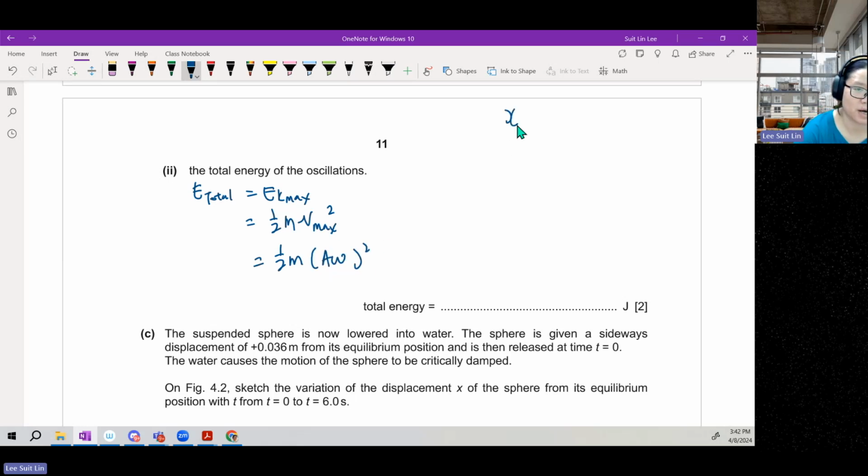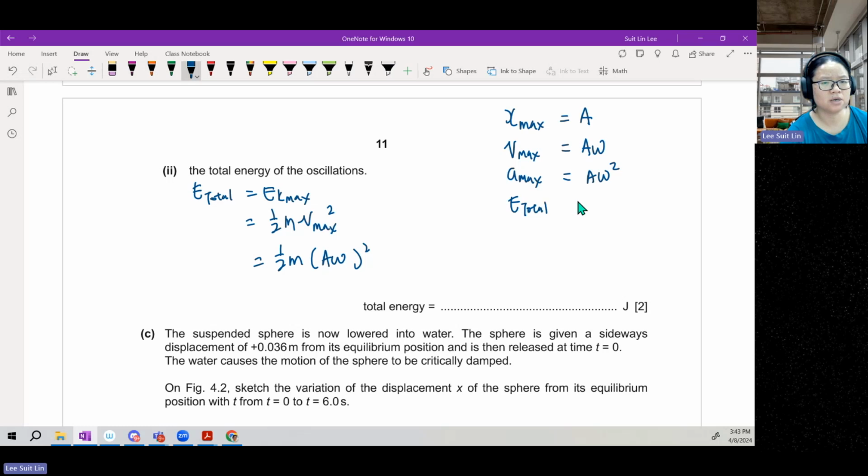So here's how I memorize. Maximum displacement is A. Differentiate, right? So maximum velocity, when you differentiate sine omega t, the omega gets kicked out. A omega. Maximum acceleration, differentiate again, we kick out another omega, omega squared. And then if I want to find the maximum KE or the total energy, it will be half m, I square this, A squared omega squared.